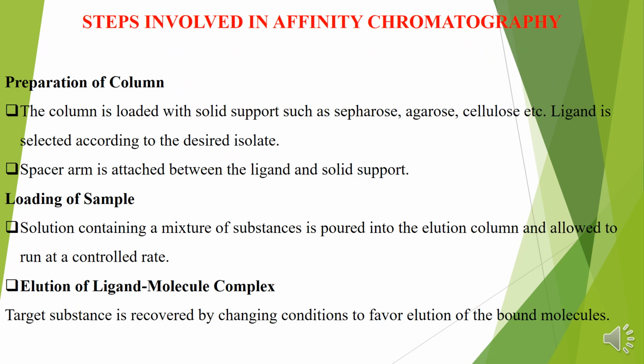These are the steps involved in affinity chromatography. First is the preparation of the column. The column is loaded with a solid support such as sepharose, agarose, cellulose, etc., and the ligand is selected according to the desired isolation. That is what we are going to use for the separation. The spacer arm is attached between the ligand and the solid support. The next step is loading of the sample. The solution containing a mixture of substances is poured into the column and allowed to run at a controlled rate. Then comes elution of the ligand molecule complex. The target substance is recovered by changing conditions to favor elution of the bound molecules.